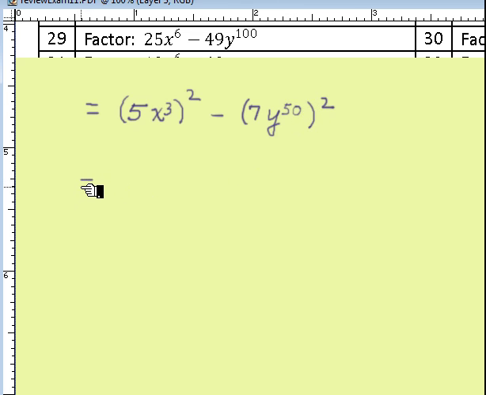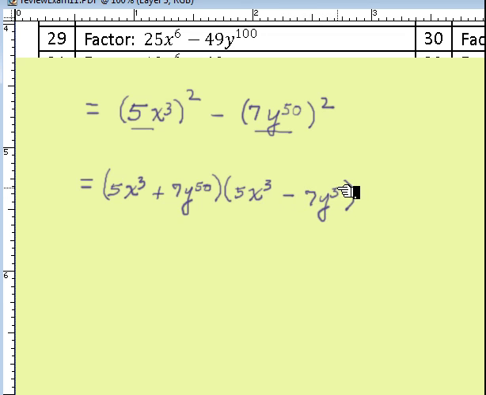So now we have the expression written as a difference of two squares, and we'll just use the difference of two squares formula. So in the first set of parentheses, we put 5x cubed plus 7y to the 50th. And in the second, 5x cubed minus 7y to the 50th. Okay, so that's factored.